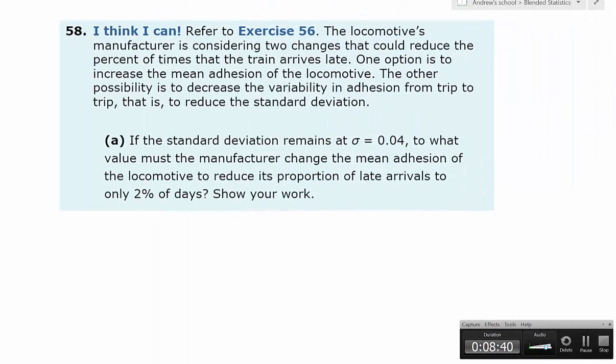Question 58 still has the same information. We're using the same mean and variance as before, but this time we're asked to figure out whether it makes more sense to change the mean or change the standard deviation to have the proportion of late arrivals less than 2%.